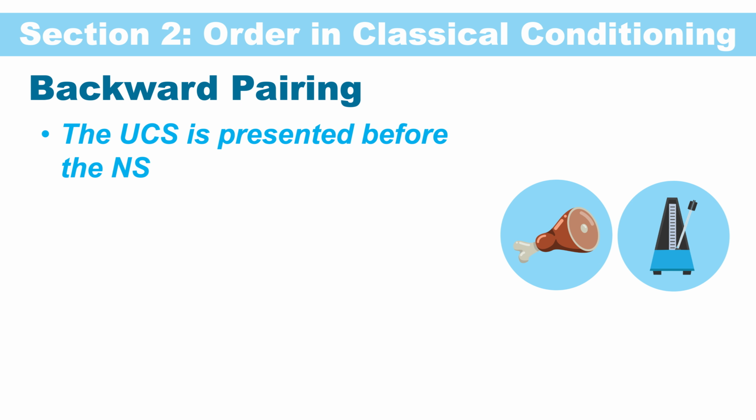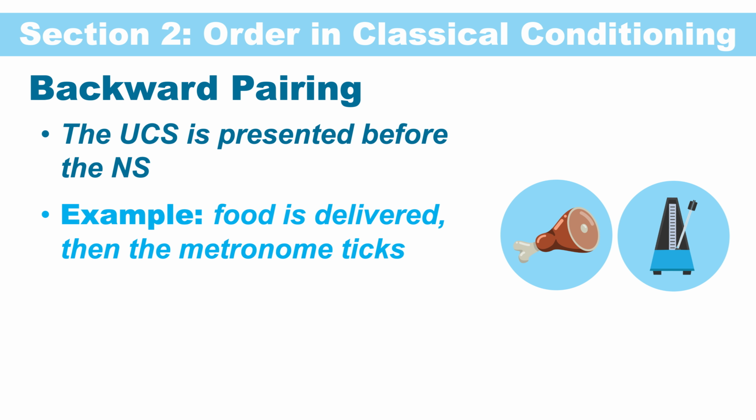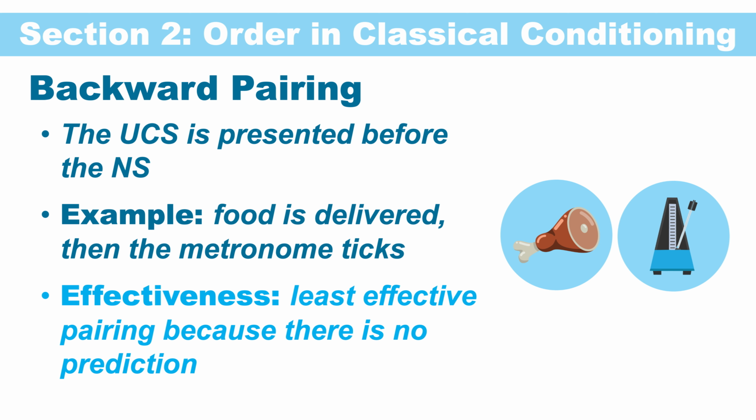Finally, we have backward pairing. In this, the UCS is presented before the NS. In Pavlov's experiment, this would be as if the food was delivered and then the metronome ticked. This is the least effective pairing method because the neutral stimulus fails to act as a predictor of the unconditioned stimulus.